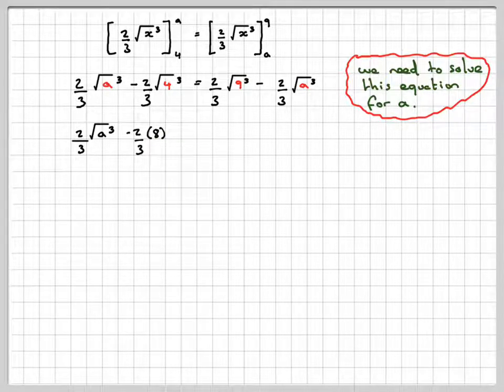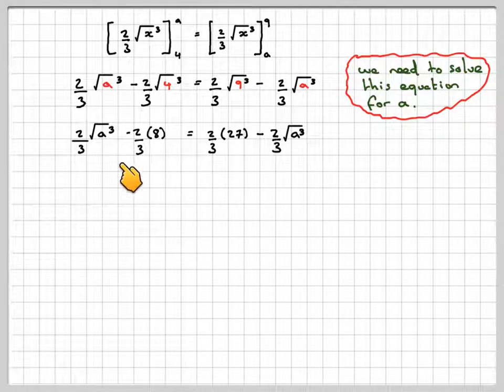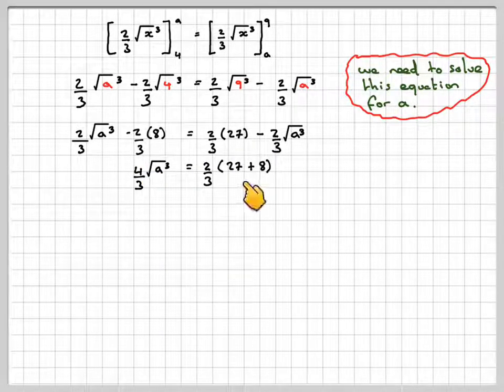So it's 2/3 of root A cubed minus 2/3 of 8 is equal to 2/3 of 27 minus 2/3 of root A cubed, since the square root of 9 is 3, and 3 cubed is 27. Now if you add 2/3 of root A cubed to both sides, you're going to end up with 4/3 of root A cubed, since 2/3 plus 2/3 is 4 over 3. And on this side we're going to have a common factor of 2/3, and then that will be 27 plus 8. Again, if you're not sure, pause the video and have a good look at it.